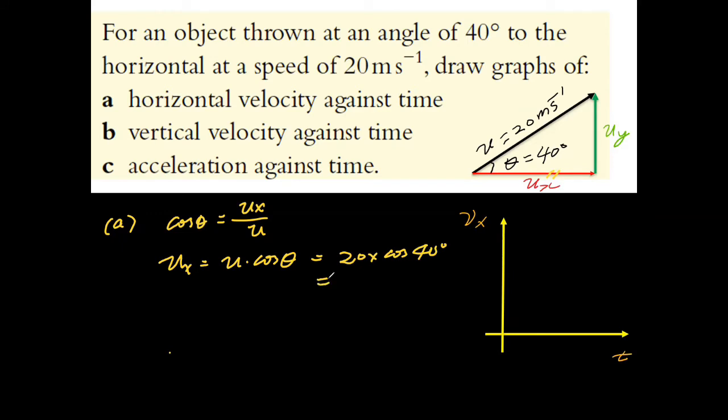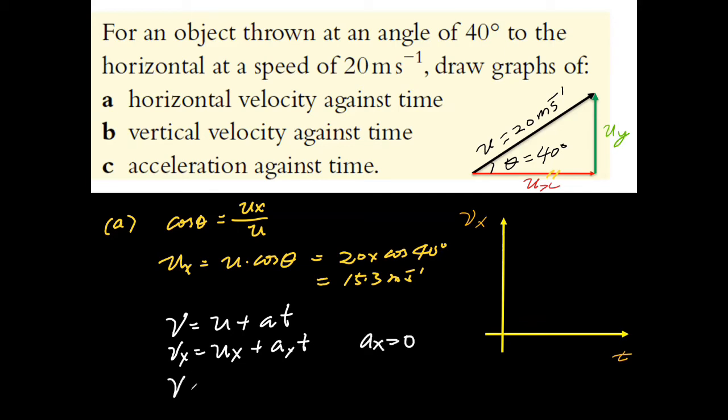That gives us 15.3 meters per second. Let us write down the velocity formula for the x component: Vx equals ux plus axt. For projectile motion, ax equals 0. So Vx equals ux, and the initial velocity is 15.3 meters per second, which means the horizontal component of velocity is constant, and the value is 15.3.